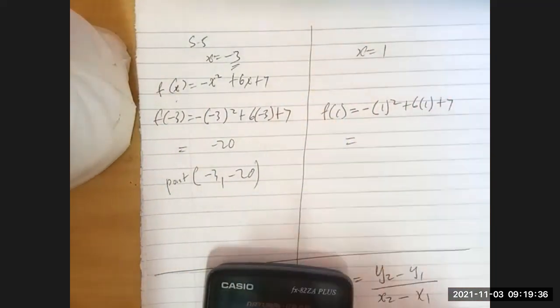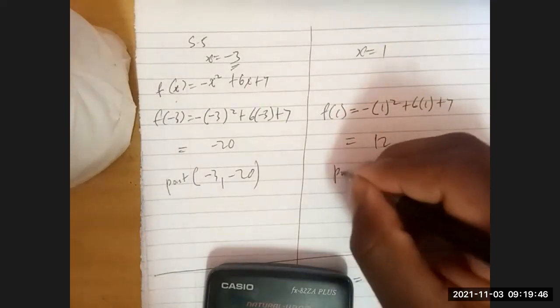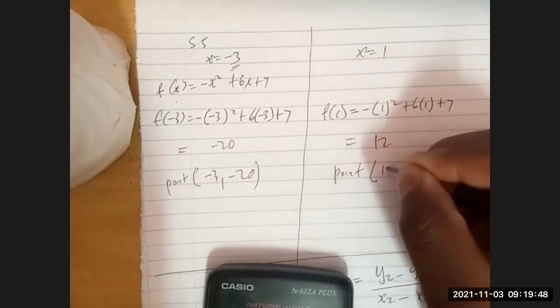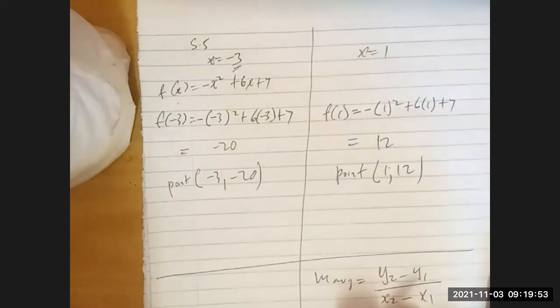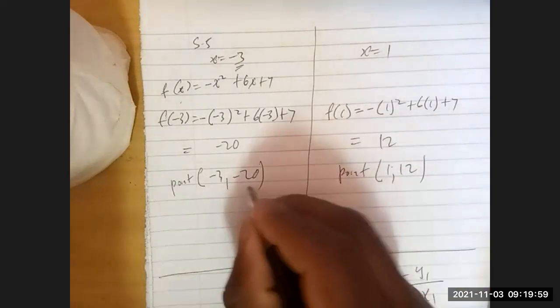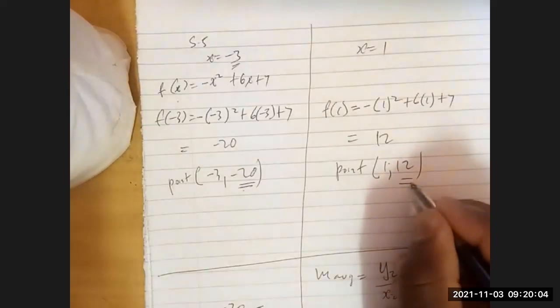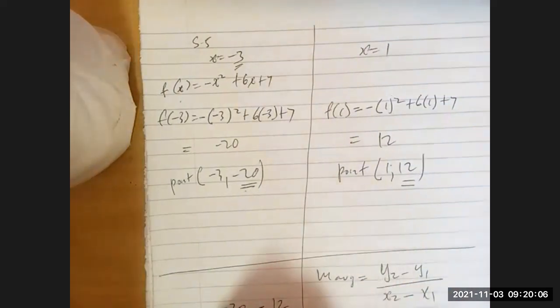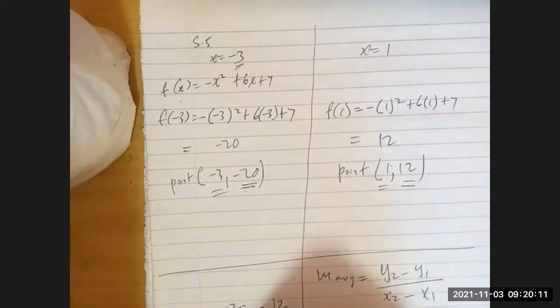And then what about this one? If we substitute 1 there instead of -3, let's see what I'm going to get. So here you get 12. So the point that we have here is 1 and 12. So to find the gradient, this is the formula, right? m average is going to be equal to y2. I'm going to take this one as my y2, so I'm going to have -20 minus this y, which is 12, all over -3 minus this one here, which is 1.